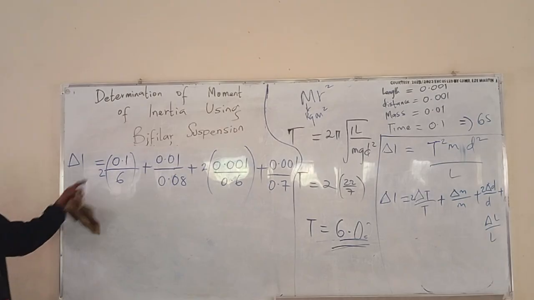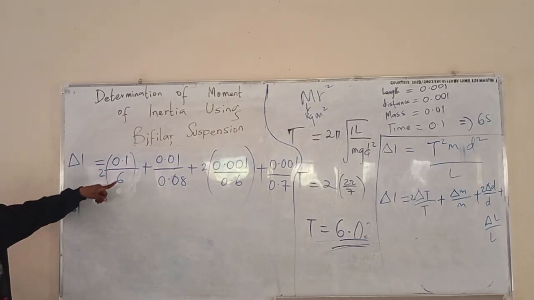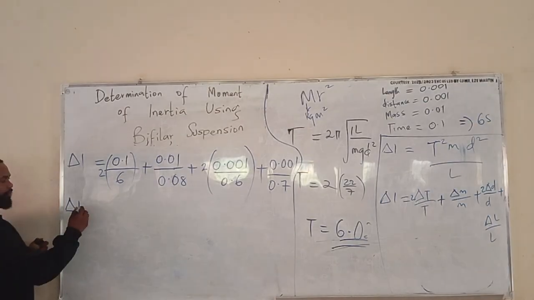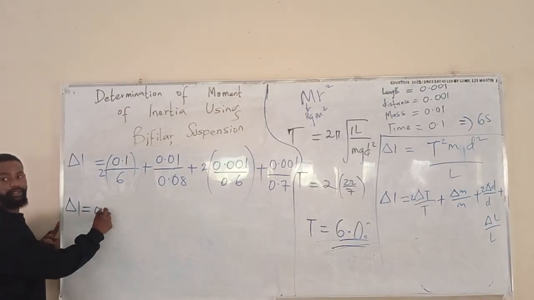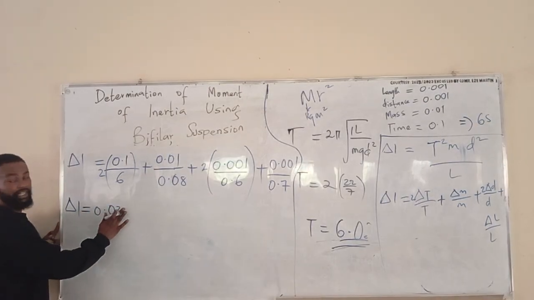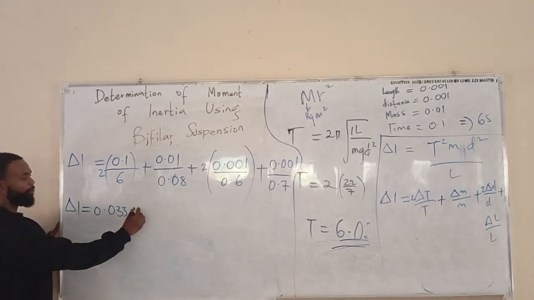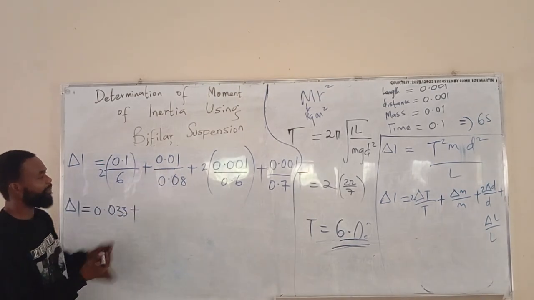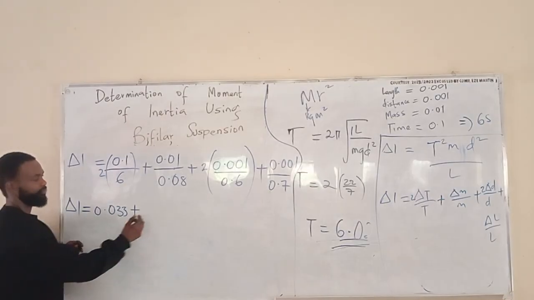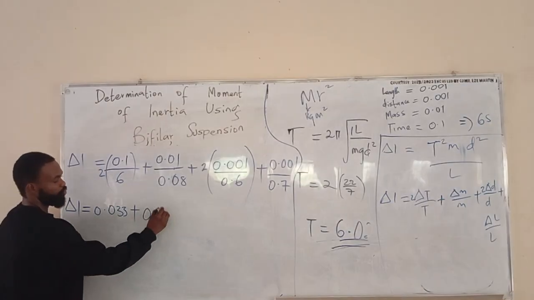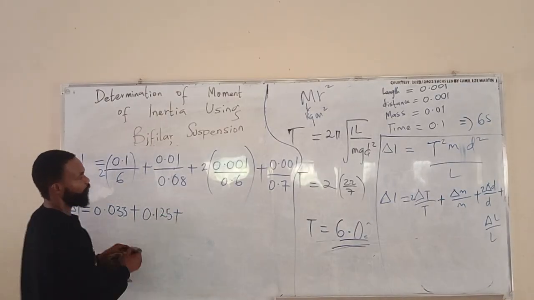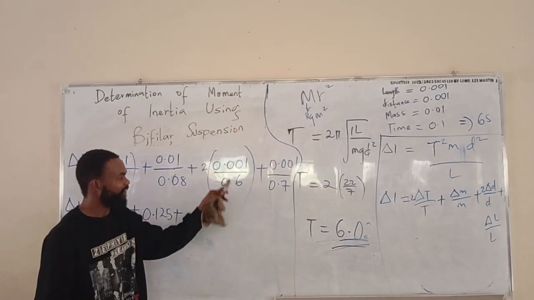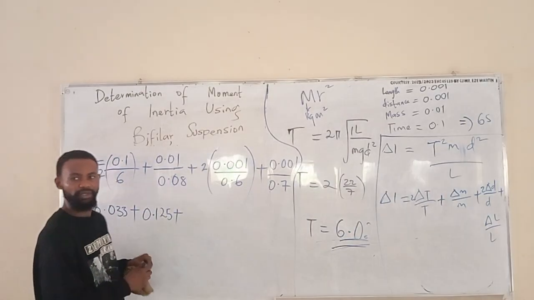Do for me 0.1 divided by 6 times 2. You get 0.033. Okay. Plus, it is like this: 0.01 divided by 0.08, that is 0.125. Plus 0.001 divided by 0.6 times 2.